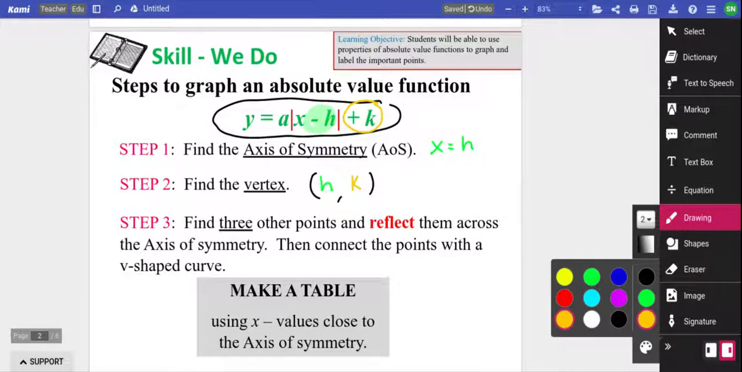After that, we will find 3 points close to the axis of symmetry and reflect them to the other side. Our graph is going to look like a V or upside down V. This depends on the letter A. A is bigger than 0, that means positive, the graph opens up. A less than 0, negative, the graph opens down.